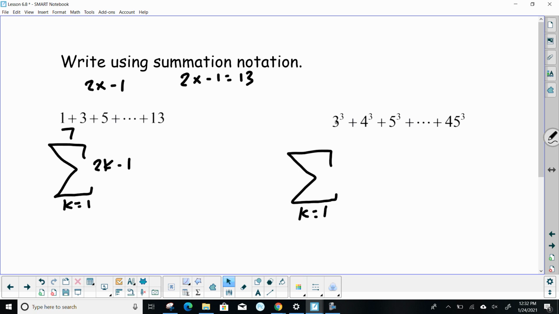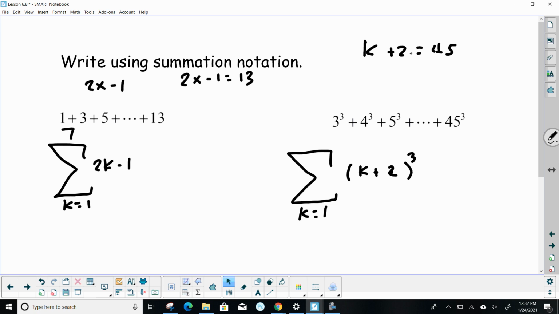Okay, I'm going to come up here. I'm taking something and cubing it each time. So I think my formula is going to be a cube right here. If I plug 1 in, I get 3. I plug 2 in, I get 4. So I think it's going to be k plus 1. Let's try that. Well, that'd only give me 2. Why don't we try k plus 2? So I plug 1 in, I get 3 cubed. If I plug 2 in, 2 plus 2 is 4, I get 4 cubed. Plug 3 in, I get 5 cubed. I've got to go all the way up to 45. So I want that k plus 2. When does it equal 45?